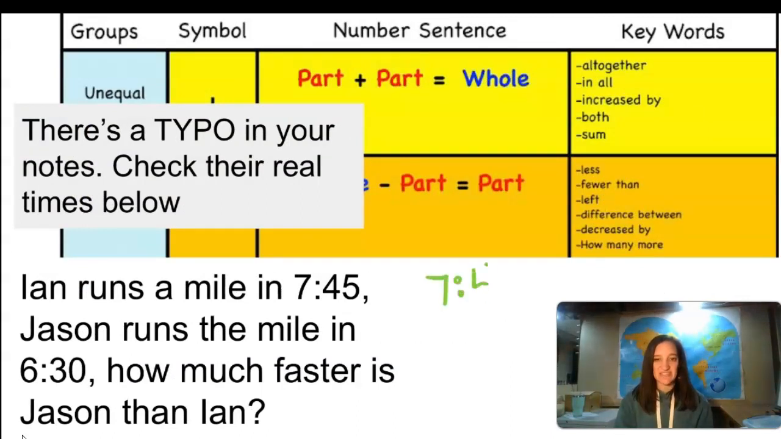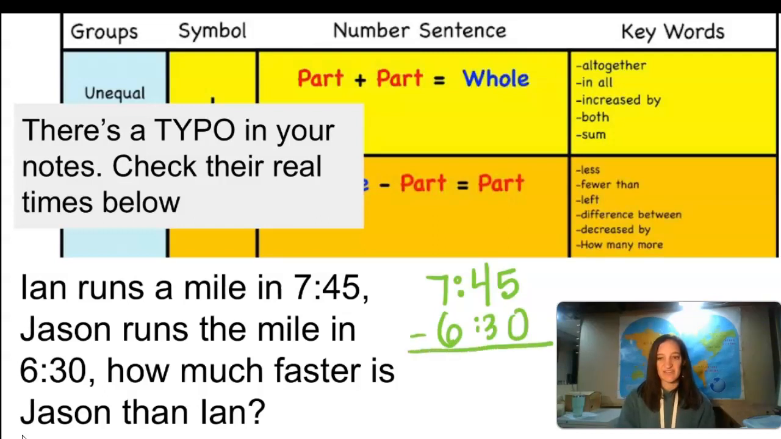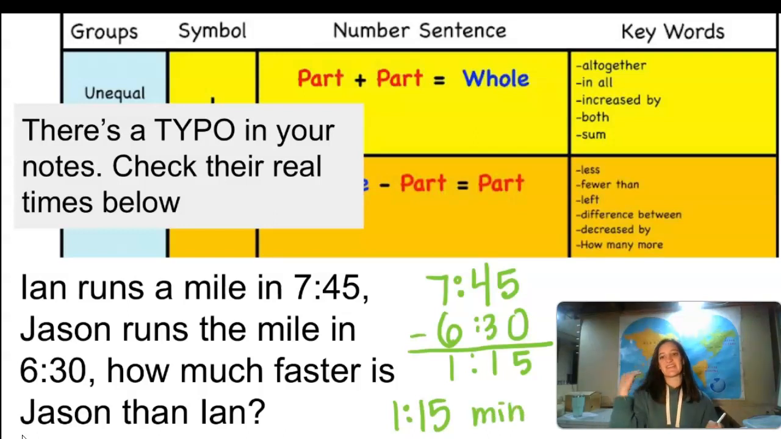Here's Ian. So Ian was actually 7 minutes and 45 seconds, and Jason was 6 minutes and 30 seconds. So if I take away Jason's time from Ian's time, I'll have left over that extra amount of time that it took Ian to finish. So if I just look at the seconds, 45 seconds minus 30 seconds is 15 seconds. And then 7 minutes minus 6 minutes is 1 minute. So it took an extra 1 minute and 15 seconds for Ian to run than Jason. So Jason is 1 minute and 15 seconds quicker than Ian.